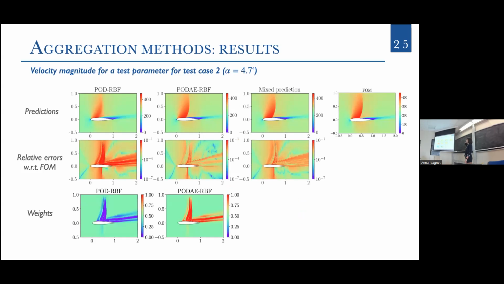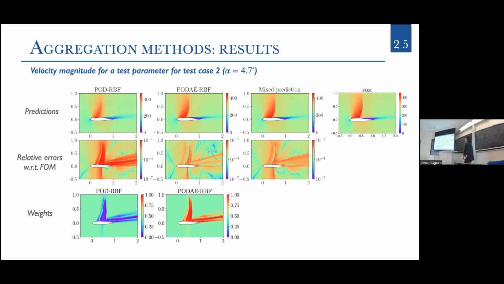Okay, these fancy graphics are for the velocity magnitude in the second test case, again for a test parameter. You have in the first row the predictions of all the models that we have, again with just 3 modes. So you see again that the POD is over diffusive, is not capturing the shock here, but the autoencoder, in this case the POD autoencoder, is capturing better.